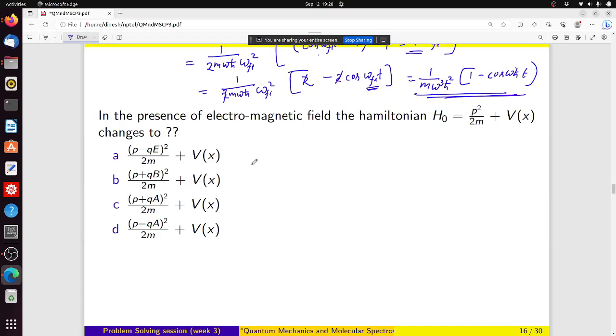Okay, in week 3 this part is done actually. I hope you can answer this. So your initial Hamiltonian is like this. In presence of electromagnetic field, how will this Hamiltonian change? Your options are A, B, C, D. Take some time and give me the answer. It's already taught in class.